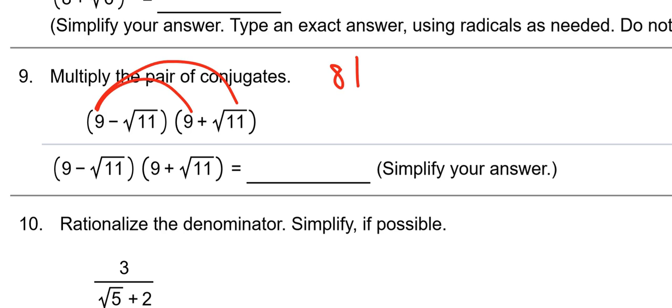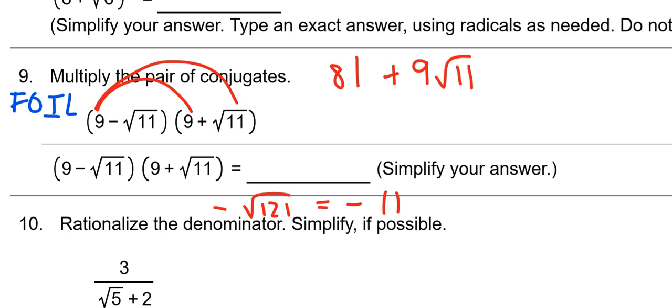When you add the negative radical 11 and the positive radical 11, what does it become? When you multiply, it becomes negative square root 121, which is equal to negative 11. Okay, so now you did the firsts and the outsides. Now you got to do the insides and the lasts.